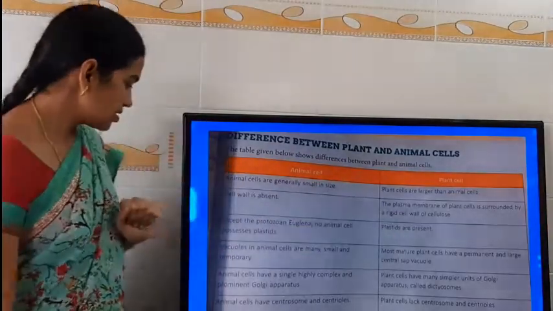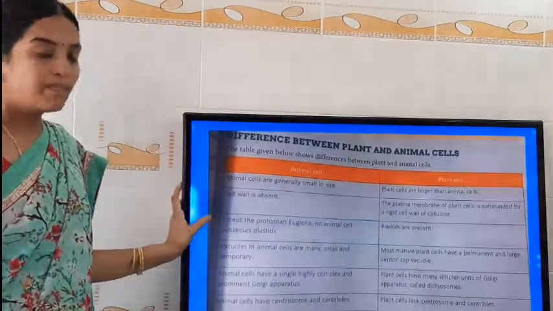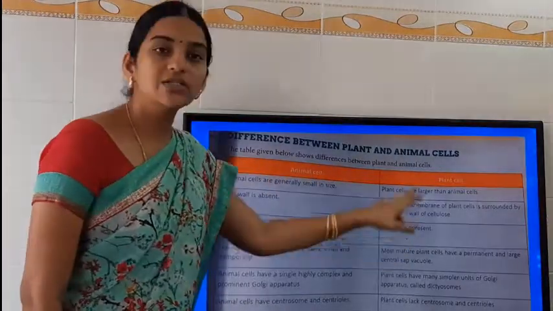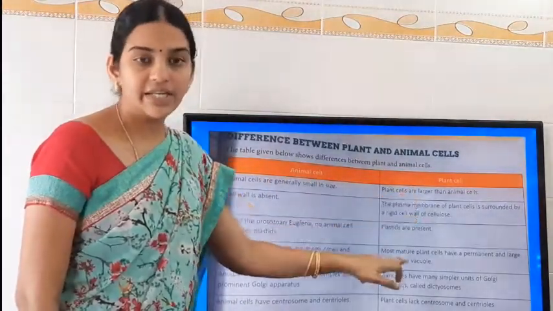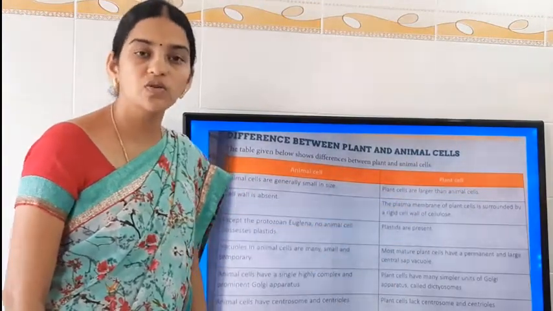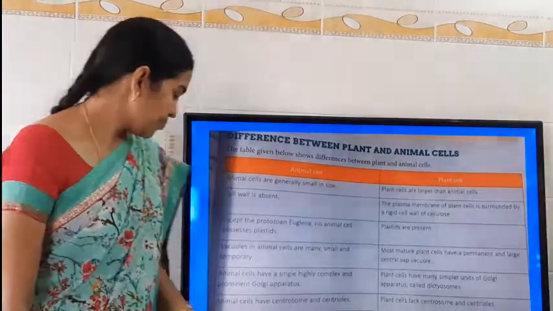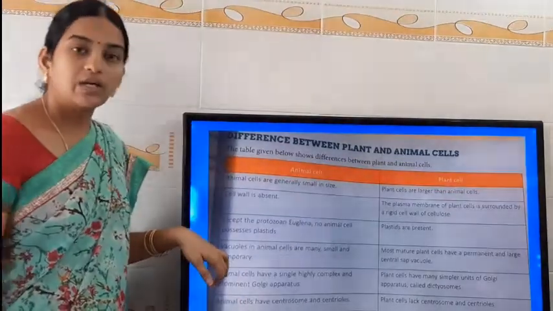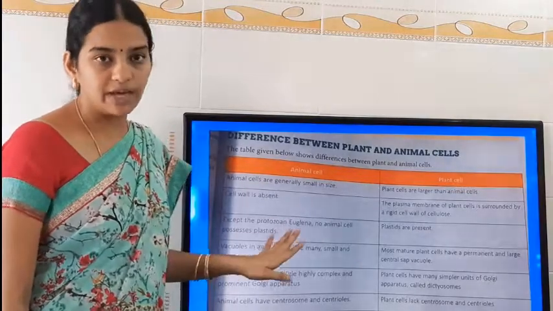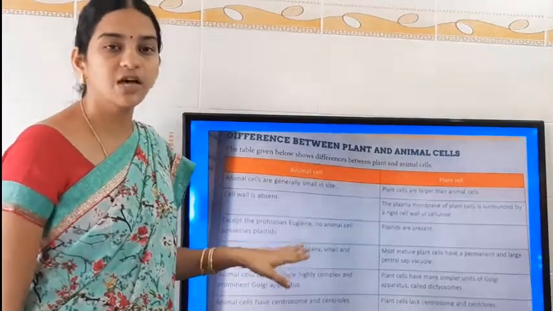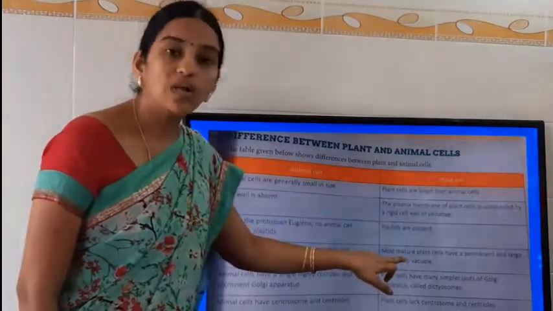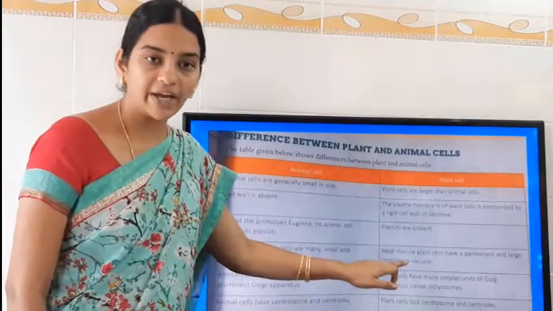Next difference is plastids. Plastids are absent in animal cells and plastid organelles are present in plant cells. And these plastids impart colors to the green leaves and also to the fruits and flowers. Next is vacuoles. Temporarily, very small vacuoles are found only in some of the animal cells, not in all the animal cells. Only some animals have vacuoles, but almost all plant cells have vacuoles.